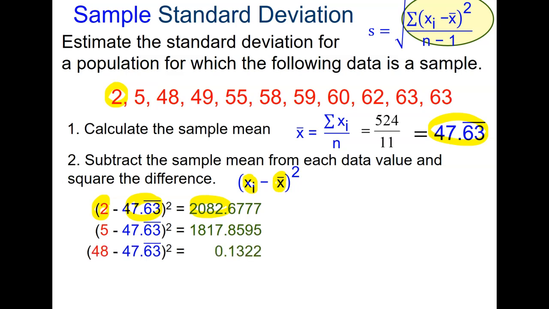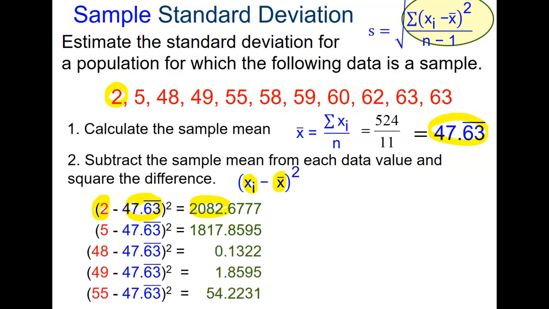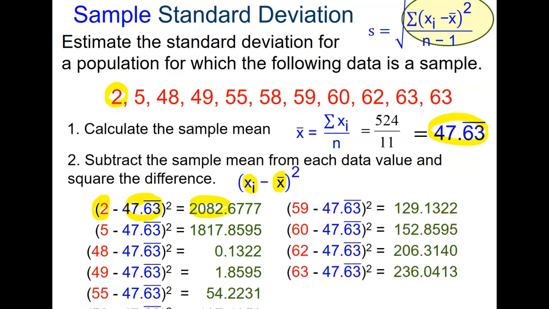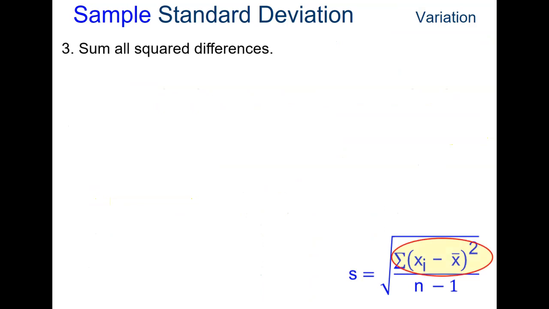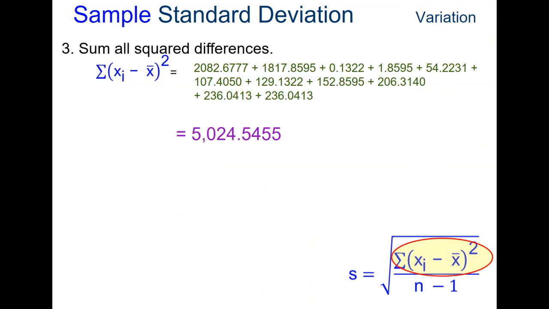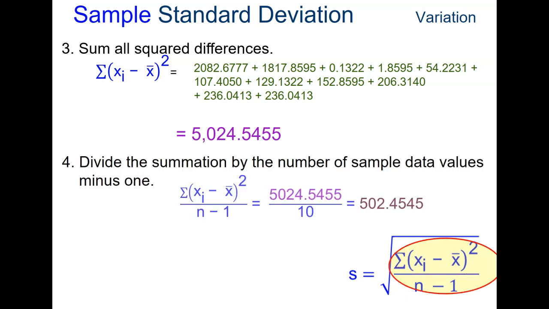So you got a 5, then a 48, and 49, 55, and so on and so forth until you complete all 11 of those. Okay, so we've calculated all 11, and then we add all of those together. We get 5,024. And then this is where the difference is. We divide by the number of sample values minus 1. This is to account for uncertainty.